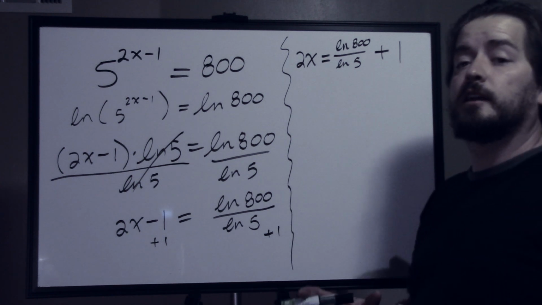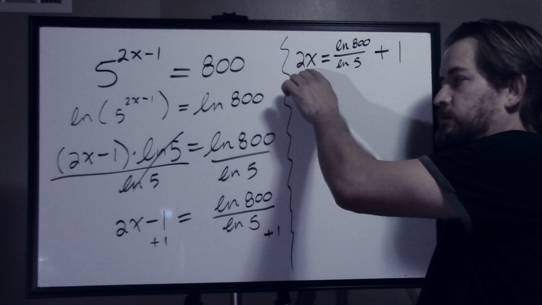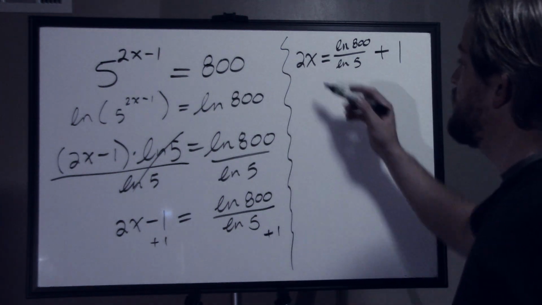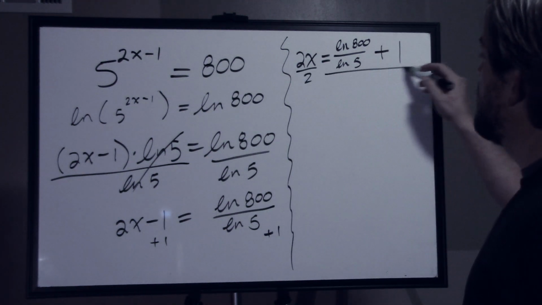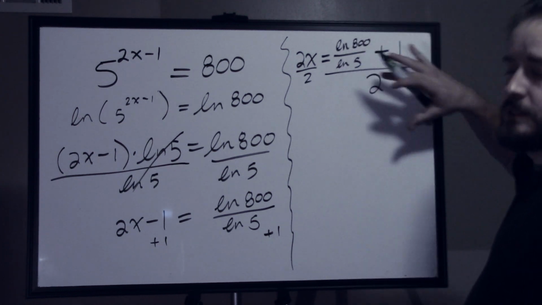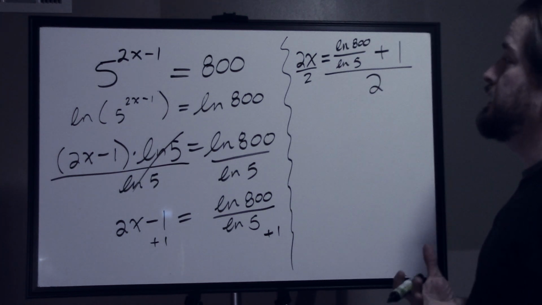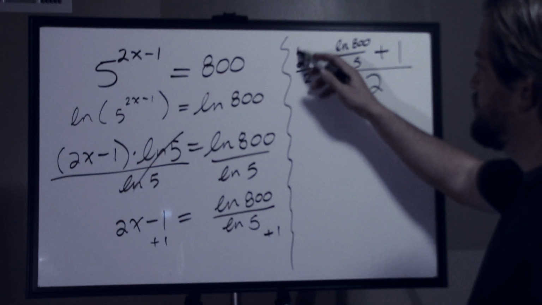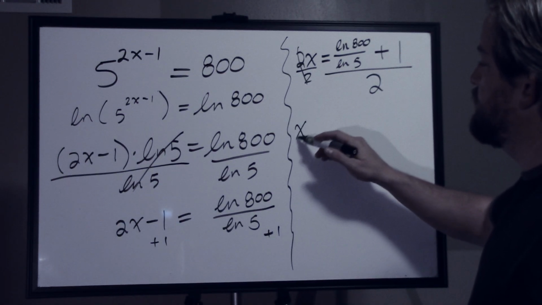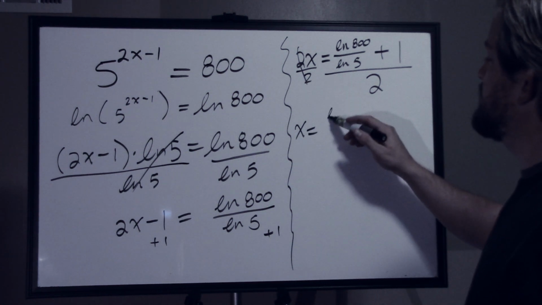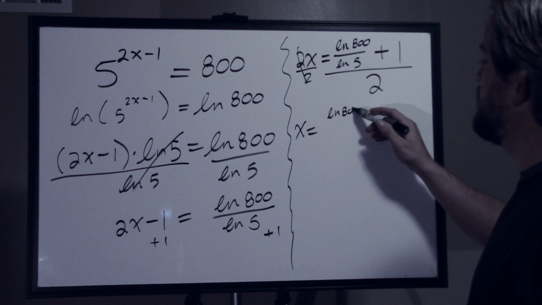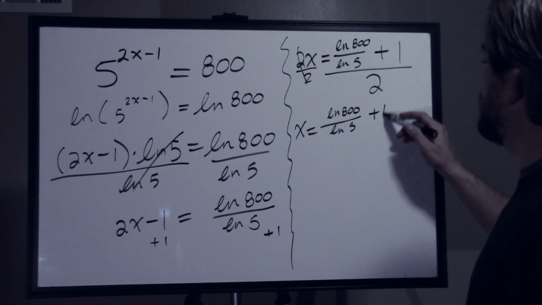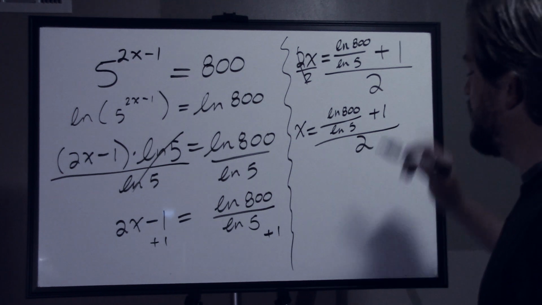I'm still not there because I've got my 2 multiplied by this x. I want to get the x alone, so I'll just divide both sides by 2. So divide this by 2, and I'm going to divide this whole right-hand side by 2, which again is not going to be the most pleasant expression, but it's going to work for us. So that isolates my x on the left. My right-hand side is this natural log of 800 divided by the natural log of 5 plus 1, all then divided by 2.